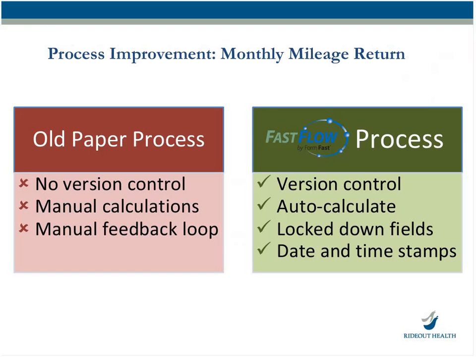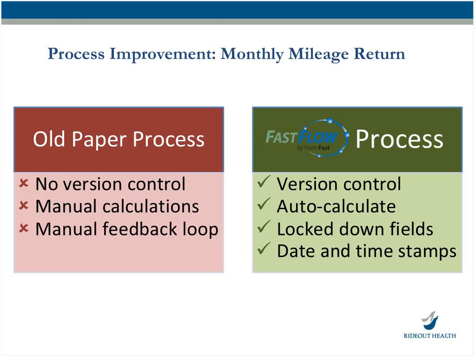There was a manual calculation, so when you fill out the form, they would add up all their miles themselves, and payroll would have to confirm it themselves. And then a manual feedback loop. So let's say someone forgot to sign something or something wasn't correct on the form, they would have to inter-office that form back or fax it back to them. Whereas with FastFlow, we can just reject and add a comment.